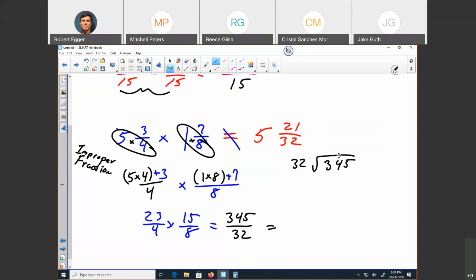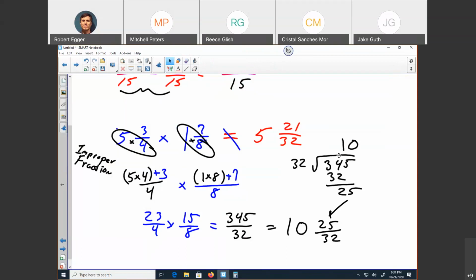How many times does 32 go into 34? Once. How many times does 32 go into 25? None. All right, so there's our whole number. And the remainder becomes our numerator. And those don't reduce down anymore.